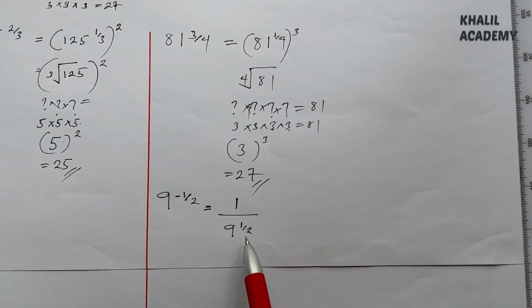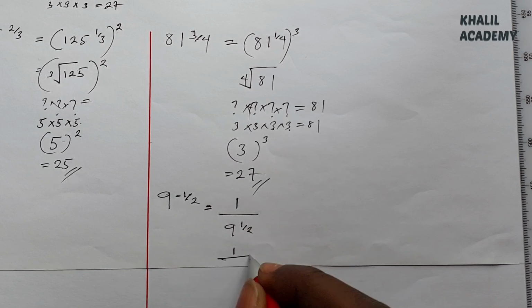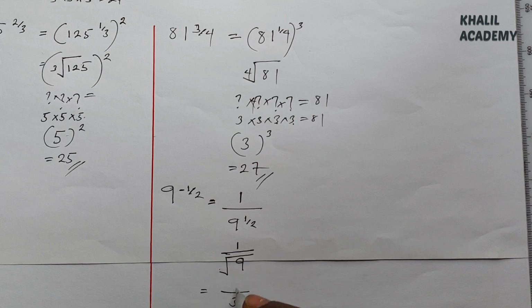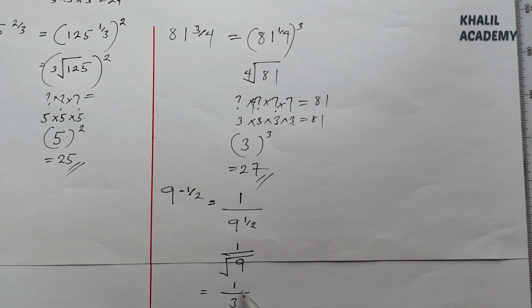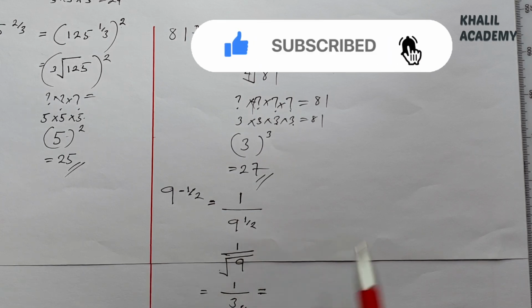Dealing with the denominator, 9 raised to the power of half, we follow the same procedure as the other ones. 9 raised to the power of half is the same as the square root of 9. So it's going to be 1 all over the square root of 9. The square root of 9 is equal to 3. So in this case, the answer will be 1 all over 3. Or you can convert it back to its initial negative power form.